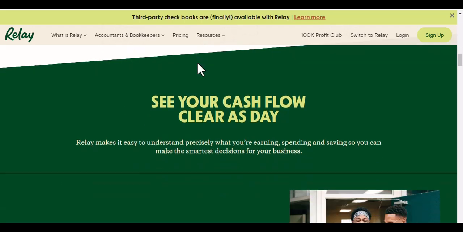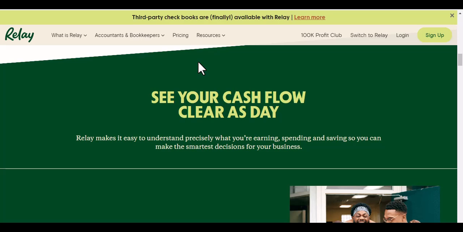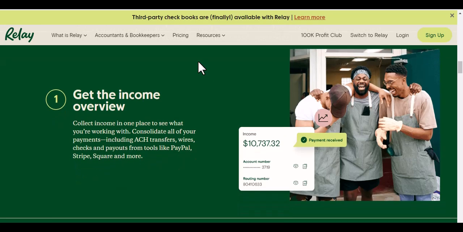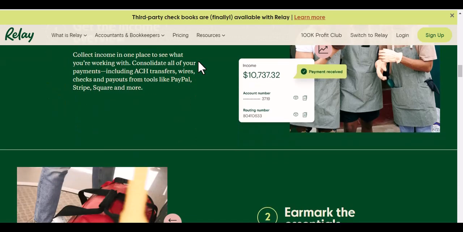By using Relay's multiple accounts and automation features, I've eliminated the need for complex spreadsheets and manual tracking. The bank account structure forces profitability and financial discipline.